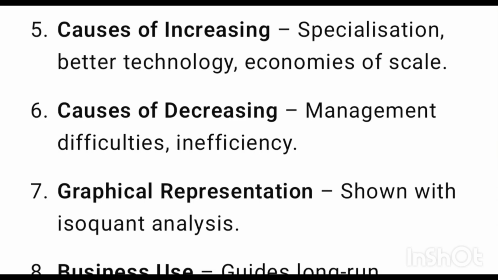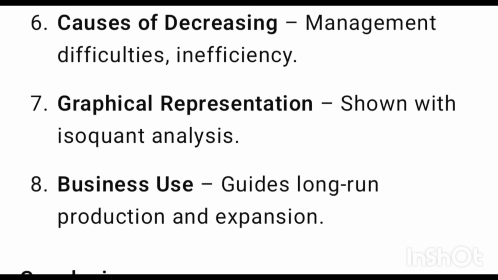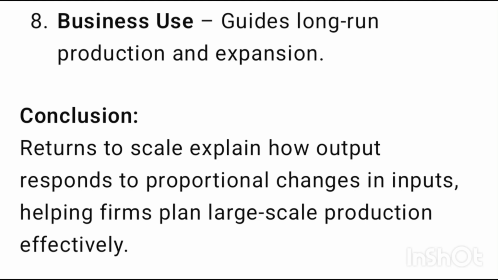5. Causes of increasing. Specialization, better technology, economies of scale. 6. Causes of decreasing. Management difficulties, inefficiency. 7. Graphical representation shown with isoquant analysis. 8. Business use guides long-run production and expansion. Conclusion. Returns to scale explain how output responds to proportional changes in inputs, helping firms plan large-scale production effectively.